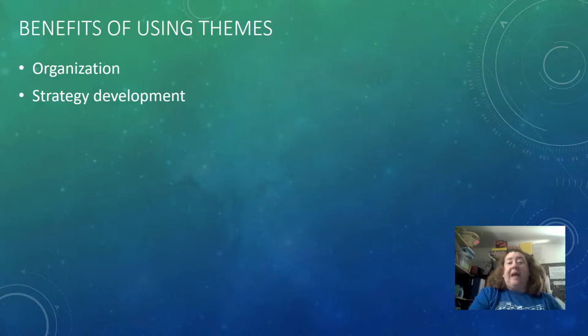Themes also allow for strategy development. As a therapist, if I am looking at a theme that may not necessarily be a Thanksgiving theme, but might be a gross motor coordination theme, I can then start to plan everything based on that idea, and I can develop my strategies based on that common goal, that common theme that I have for my session. And that's a good benefit as well.